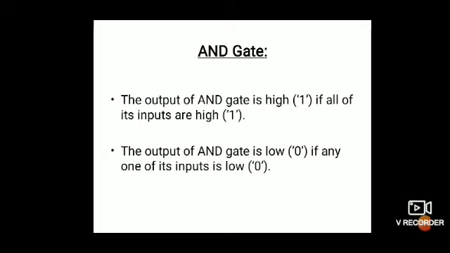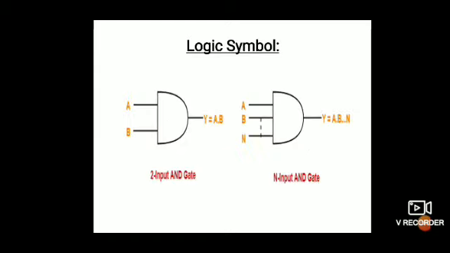So what is the output of the logic AND gate? If both its inputs are high, only then its output will be high. If any of its inputs is zero, then what will be the output? Zero. The output of the AND gate is low if any one of its inputs is low. So basically the AND gate works as a multiplication. Here is the logic symbol of the AND gate. In the two input AND gate, A and B are inputs, and its output relation can be defined as Y equals A dot B.